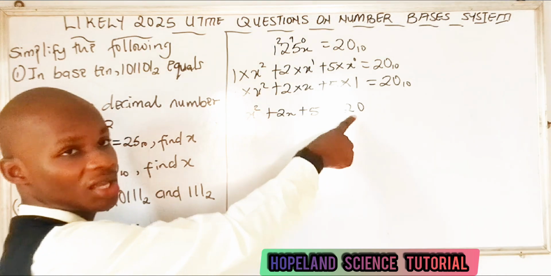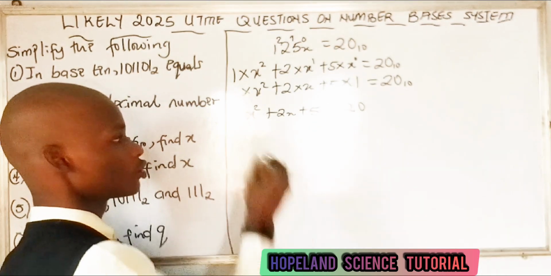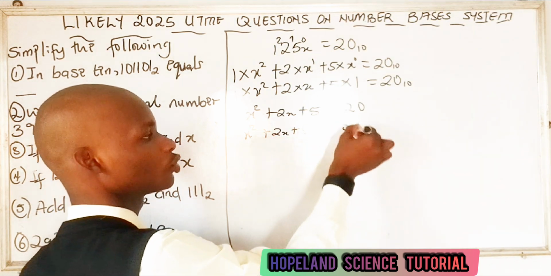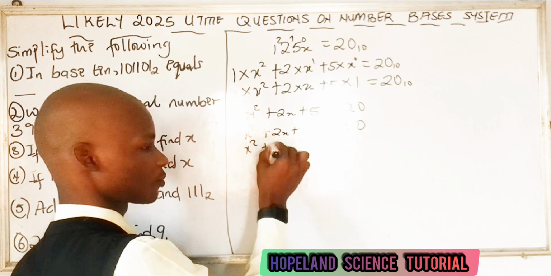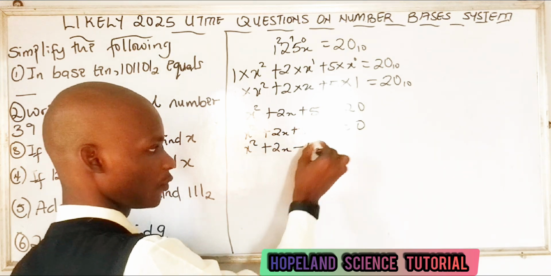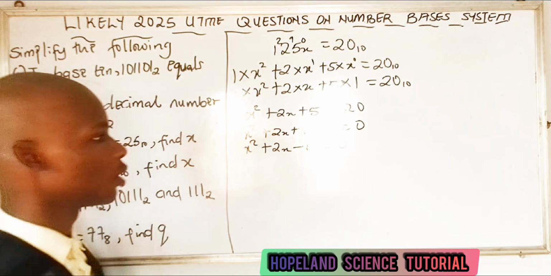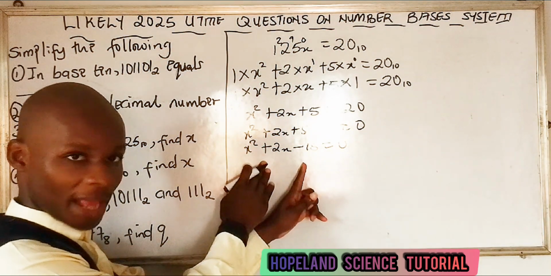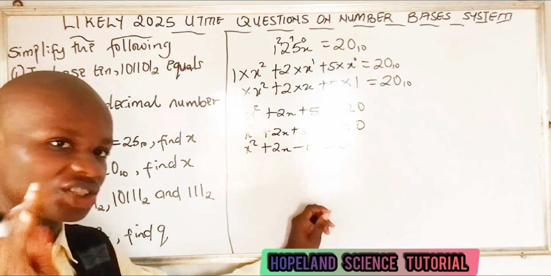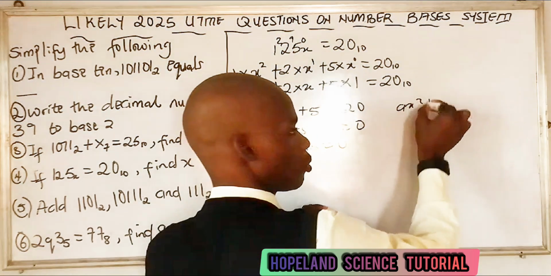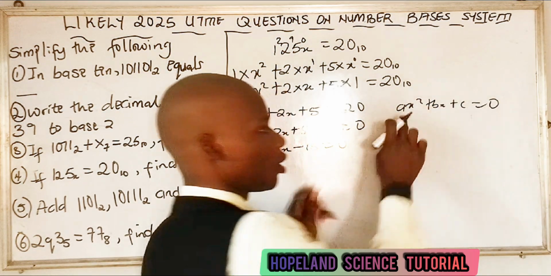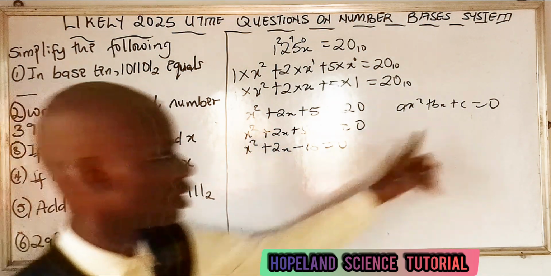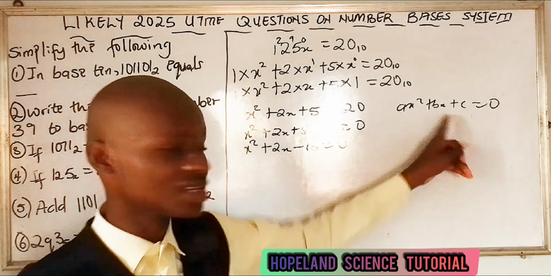So what we are going to do now is to take this 20 to this other side. So we are going to have s squared plus 2s plus 5 minus 20 equals 0. So this gives us s squared plus 2s minus 15 equals 0. So how can we solve a problem like this? Now remember that the quadratic equation has a general format: as squared plus bs plus c equals 0, where a is the coefficient of the squared item, b is the coefficient of x, and c is the constant.